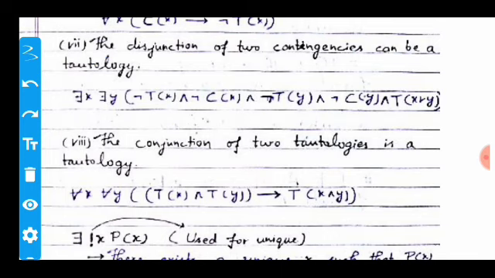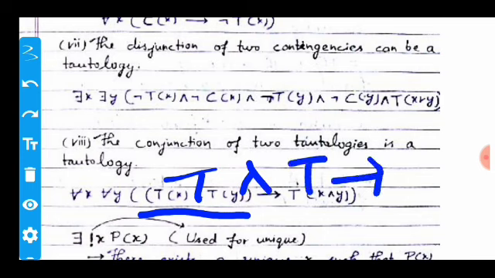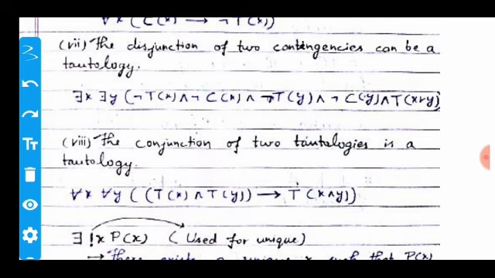Now comes the eighth statement. The conjunction of two tautologies is a tautology. Yes, here it implies that T(x) and T(y) represent T(x and y), because true and true always produce a true value.